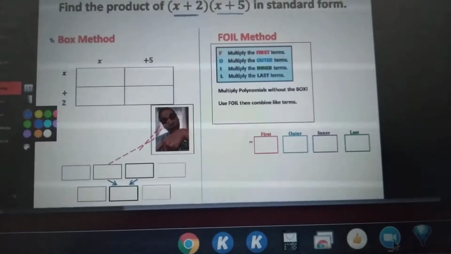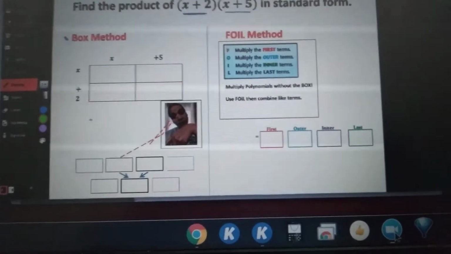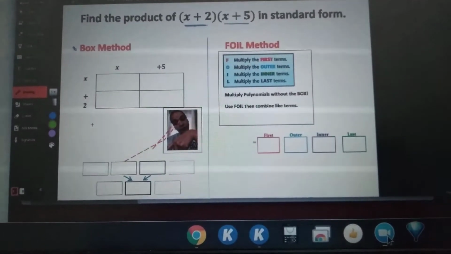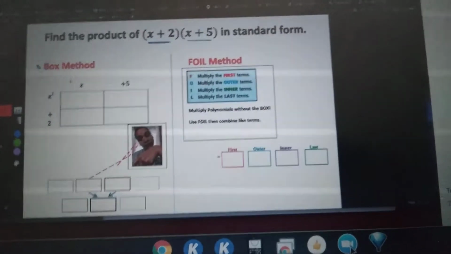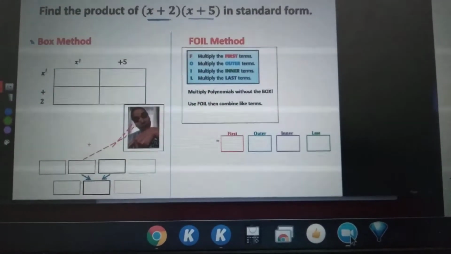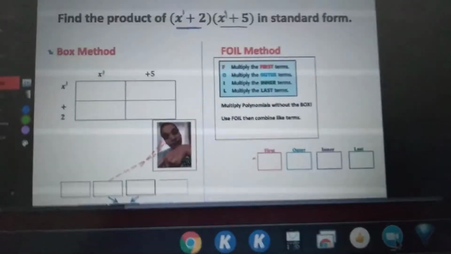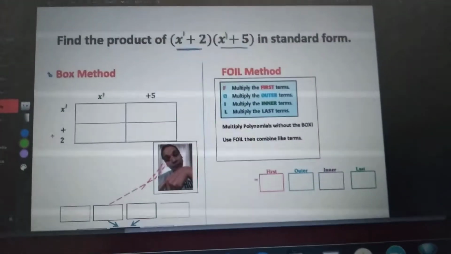Are we ready? Number 1, before I even start multiplying, let me figure out my exponents. Because remember, when we're multiplying, we must add the exponents. So the exponents for this one, this x is 1. This x, it's 1. All right, if I come up here, this is 1, this is 1. Everybody comprende? Good. So let's multiply.